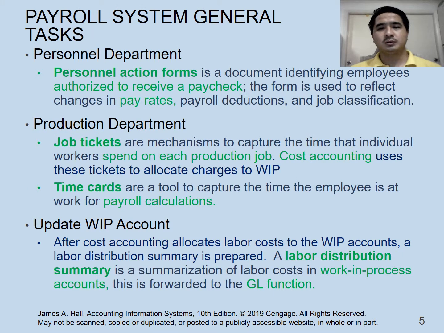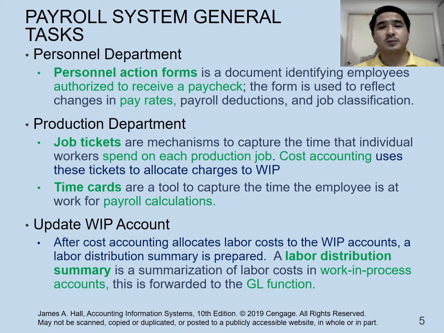So as a continuation, the narrative description of the procedures in payroll as presented in the previous discussion, the DFD. So the personnel department will prepare the personnel action form. So this is an authorization document. This provides evidence that the employee himself exists. So the important information in the personnel action form, there are various information, but the most important information is the pay rate, the deductions and the job classification.